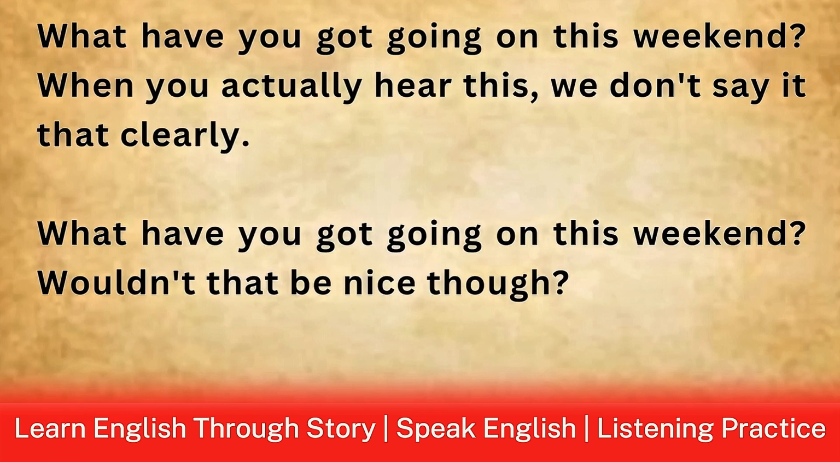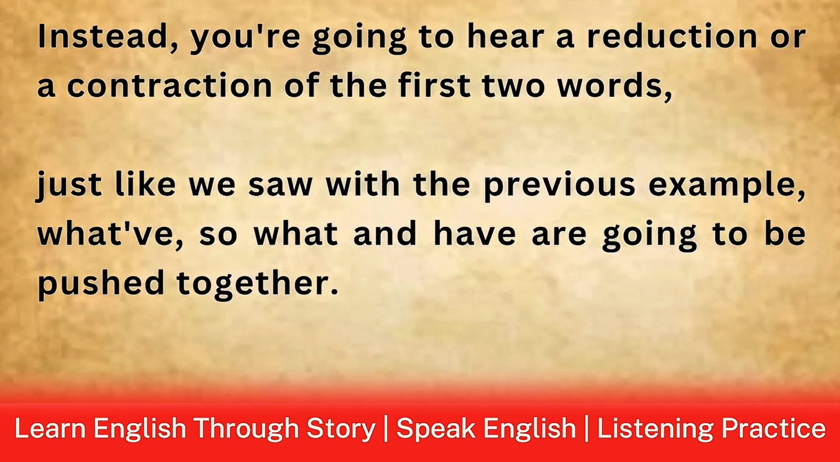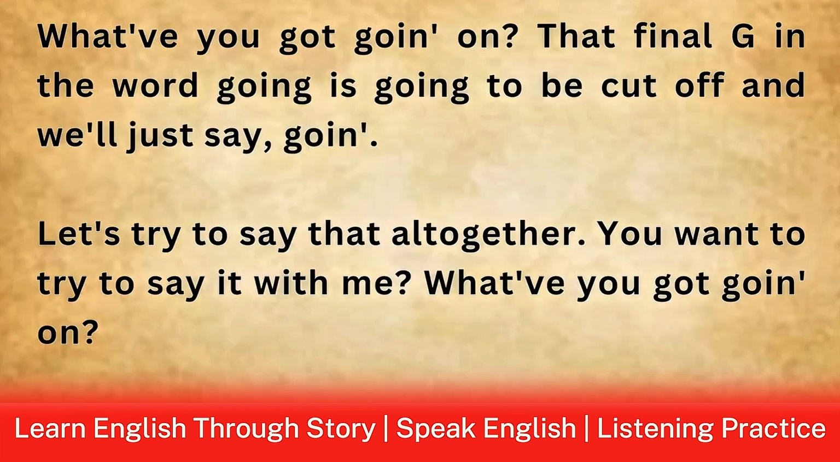When you actually hear this, we don't say it that clearly. What have you got going on this weekend? Wouldn't that be nice though? Instead, you're going to hear a reduction or a contraction of the first two words, just like we saw with the previous example. What and have are going to be pushed together. What have you got going on? That final G in the word going is going to be cut off, and we'll just say, going.